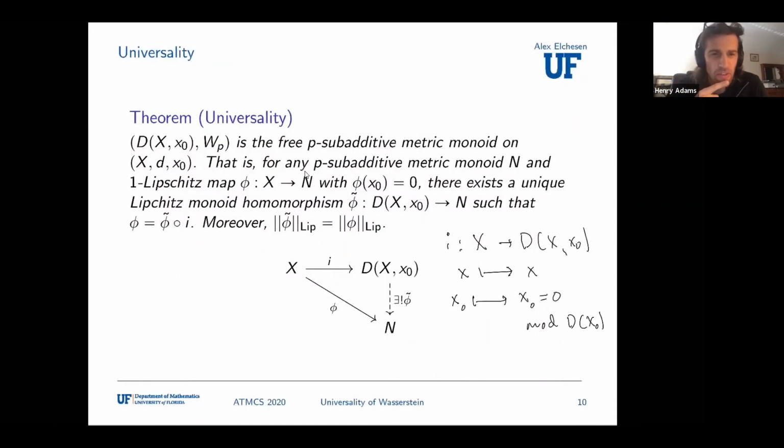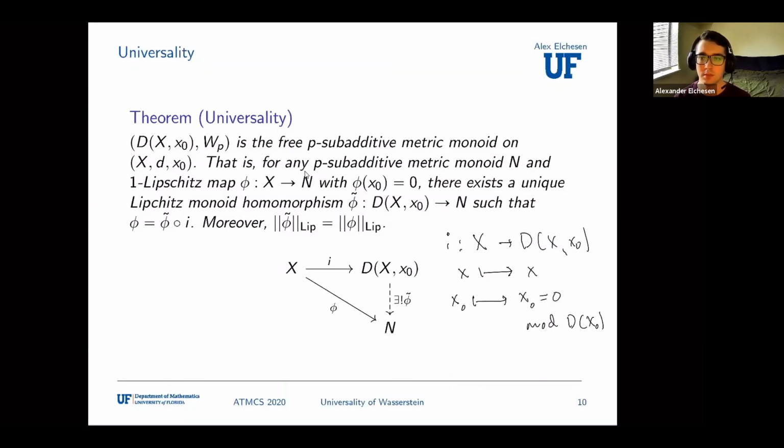I was wondering if you could interpret the last sentence, the Lipschitz part, for me again. Yeah, so the Lipschitz norm is preserved. All these maps are 1-Lipschitz, but phi could be 1/2-Lipschitz, and this is just saying that phi tilde is also 1/2-Lipschitz. So the smallest Lipschitz constant for phi is the same as that for phi tilde.